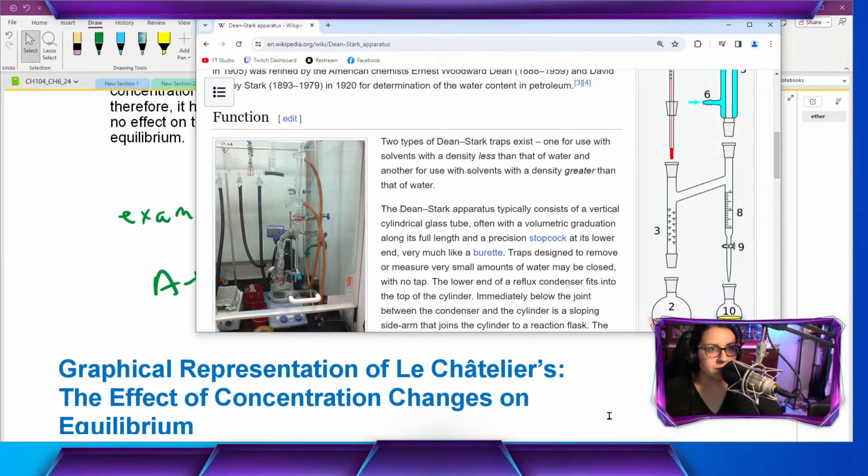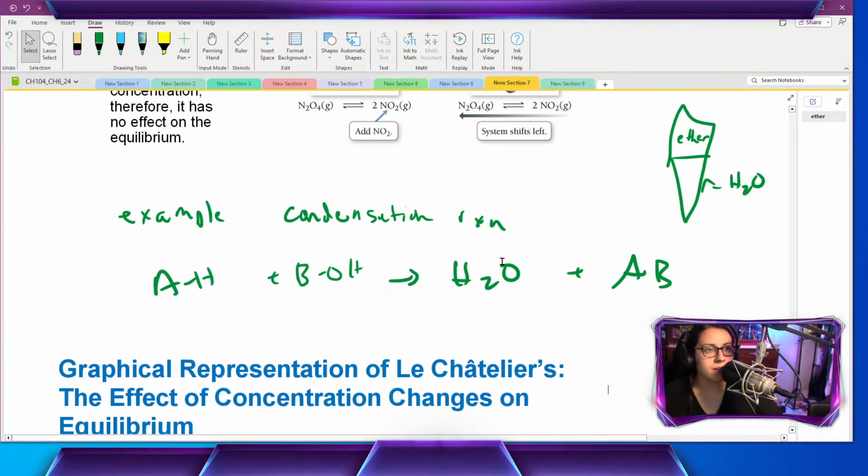But the point is, why are you trying to collect off the water? Well, you're trying to remove the water from your reaction such that, by Le Chatelier's principle, it wants to form more product. So then you're going to keep driving the formation of AB because you're removing one of the products, water. Is that clear?